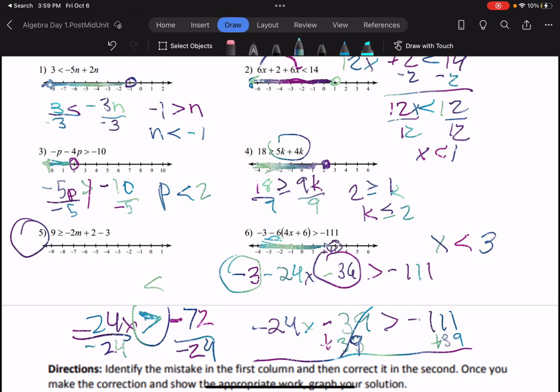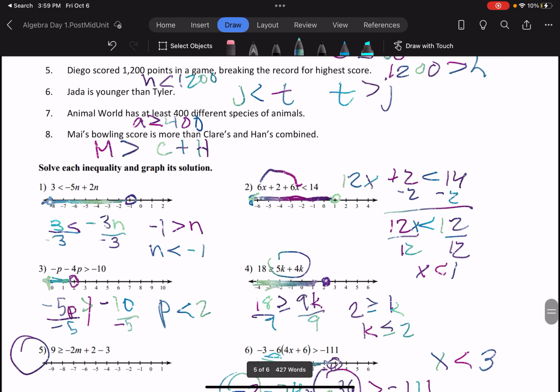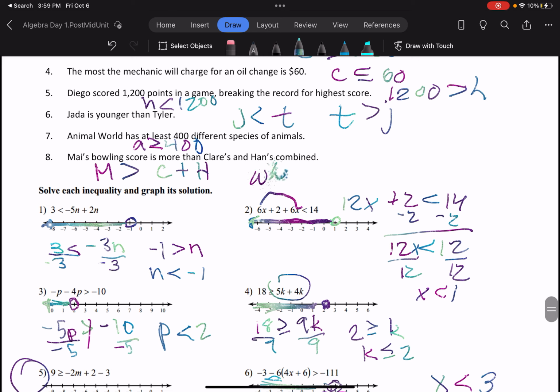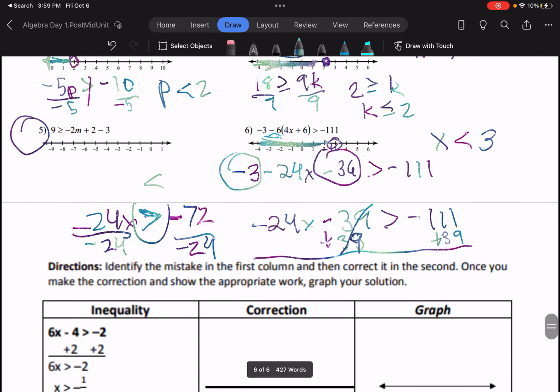Okay? All right. So the key point for this is when we divide by a negative, we have to change the sign, flip the sign. Particularly when we divide, okay? That's it. When we divide by a negative sign. All right.